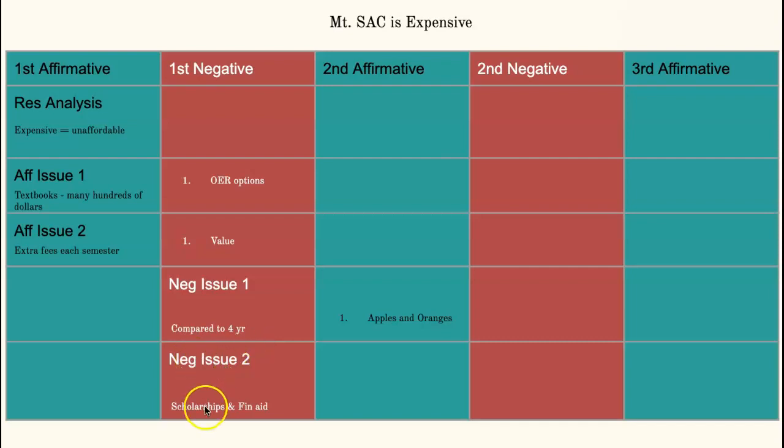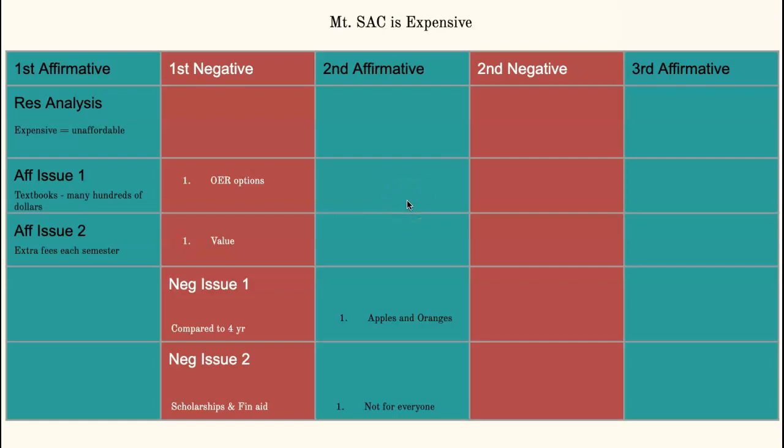Next, on negative issue 2, my opponent said there's scholarships and financial aid, but I say not for everyone. And then I would explain that because only certain people get scholarships and financial aid, and not everybody can get it, it's not a viable way to pay for college. Then I would go back and I would try to rebuild my first affirmative issue despite what the negative debater just said. And a good way to structure this is start with what you said on affirmative issue 1, tell us what your opponent just said, and then rebuild your argument.